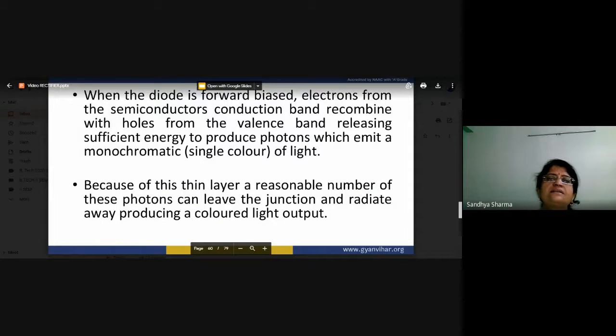Now you can see here, semiconductor conduction band electrons recombine with holes in the valence band, releasing sufficient energy. So what will happen when conduction band electrons want to return to the valence band? They will release their energy, and due to this they produce photons, which emit a monochromatic light. This is the reason behind the LED. Because of this thin layer, a reasonable number of photons can leave the junction and radiate away as a colored light source.